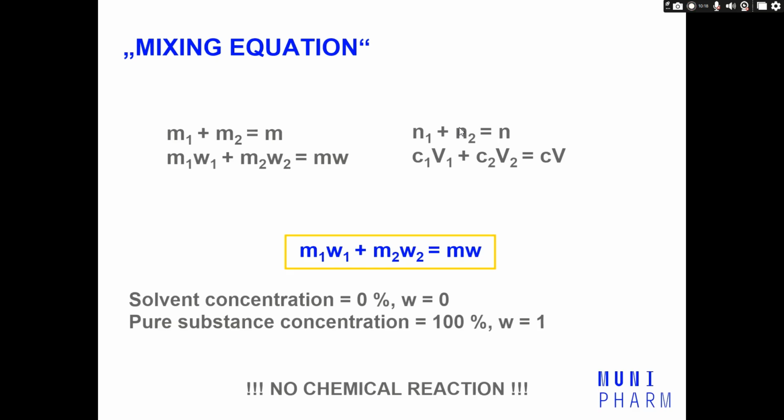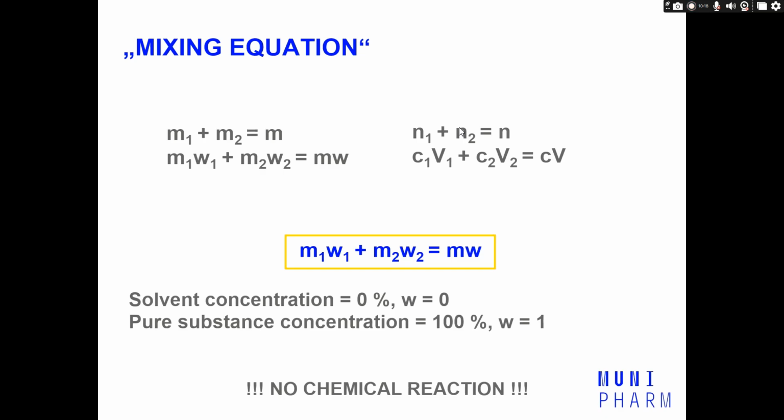The following rules are important for using this procedure. For a pure solvent, the mass fraction is always 0. Why? Because the mass fraction gives us the proportion of the substance in the whole solution, and if it is the pure solvent, it doesn't contain any of the substance. On the contrary, the pure substance has a mass fraction of 1, because in its entire volume there is only the given substance, nothing else.